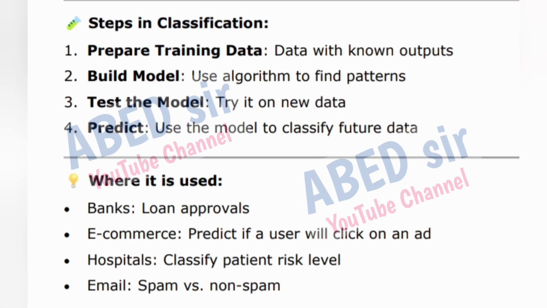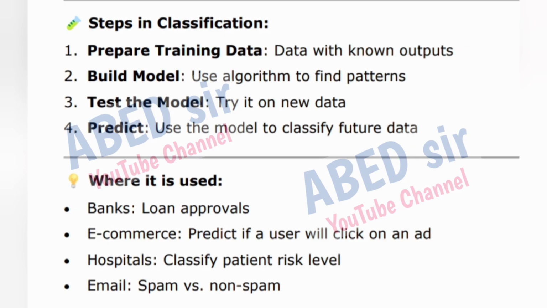Steps in classification. 1. Prepare training data with known outputs. 2. Build model, use algorithm to find patterns. 3. Test the model, try it on new data. 4. Predict. Use the model to classify future data.